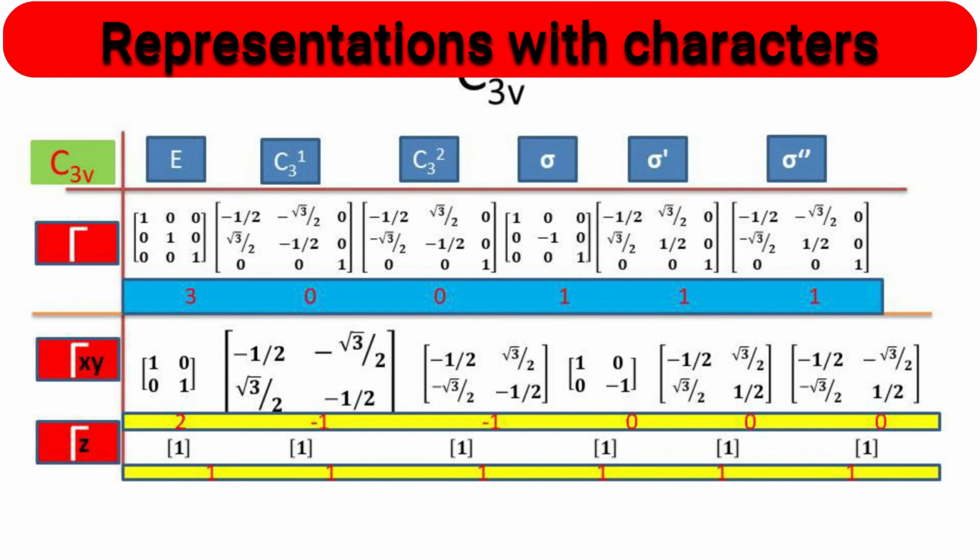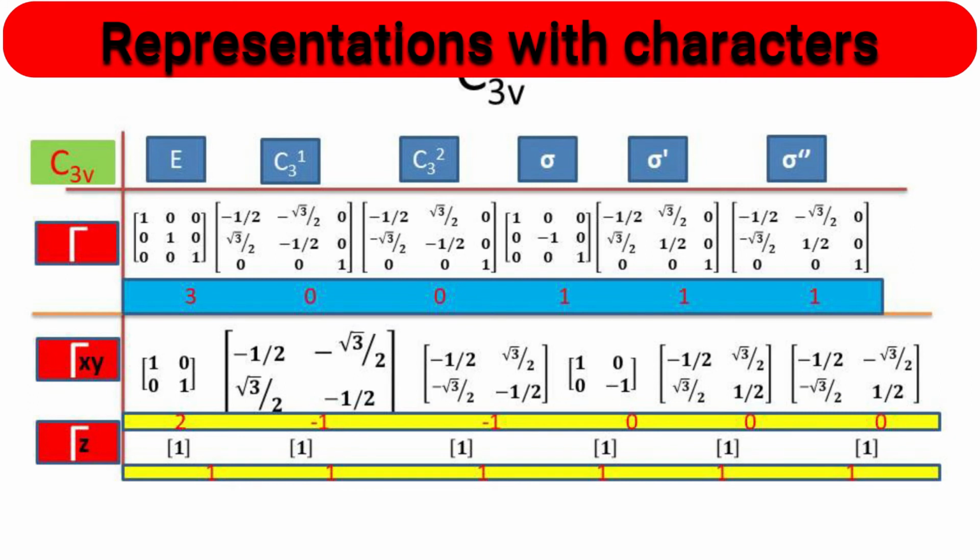For example, gamma xyz was our previous representation. Whichever matrices are there, I just sum the diagonal elements. For identity, the summation is 1 plus 1 plus 1, which is 3. Likewise, for C31 it is 0, for C32 it is 0, for sigma xz it is 1, for sigma dash it is 1, and for sigma double dash it is 1. So in the sky blue color representation, we have 3, 0, 0, 1, 1, 1. It is a representation of dimension 3.